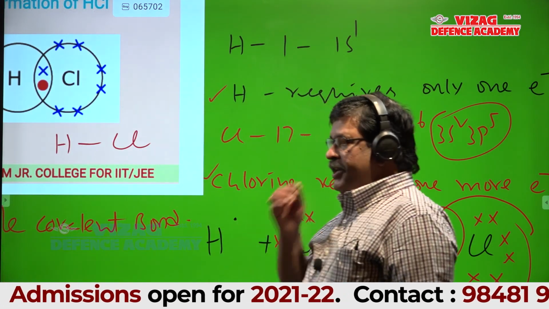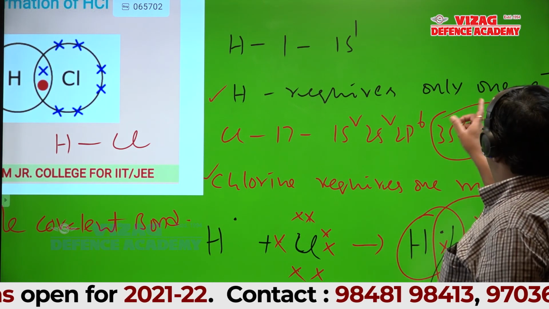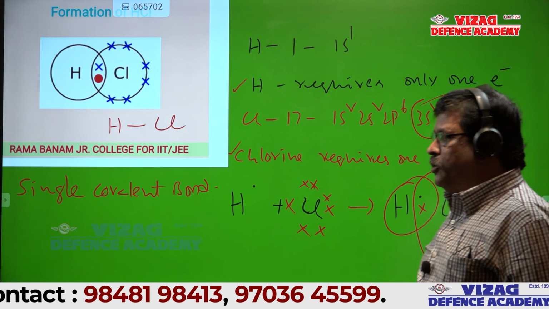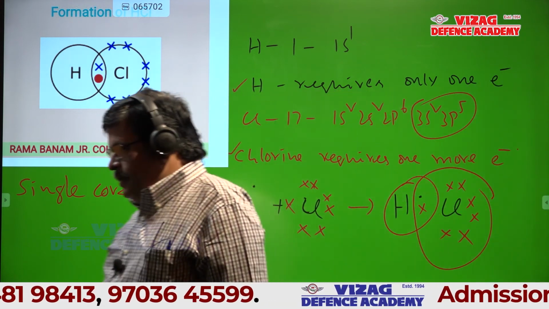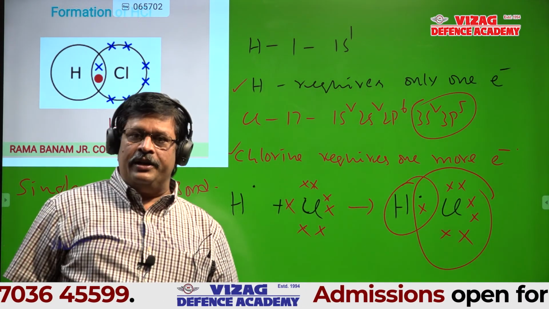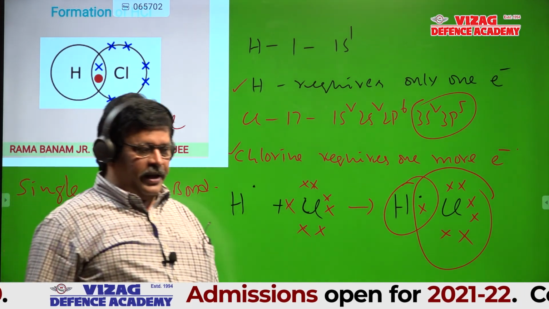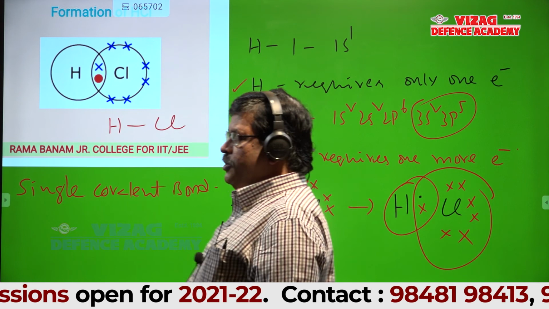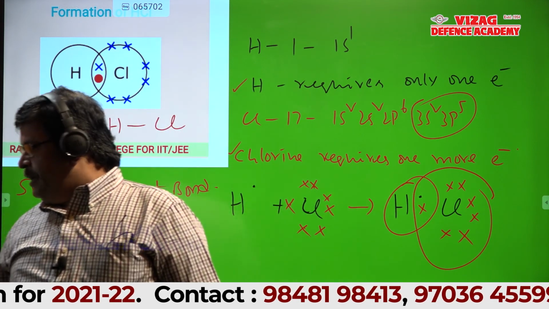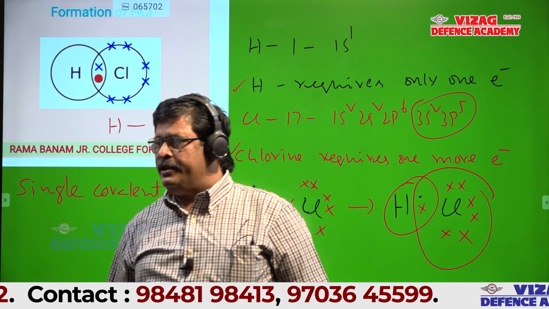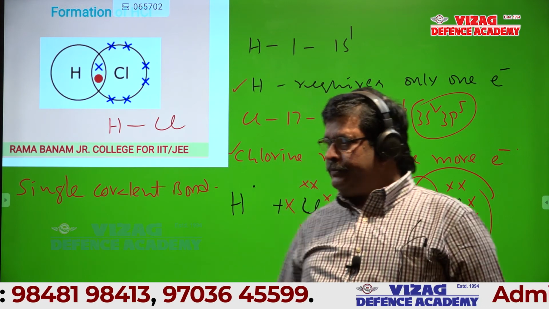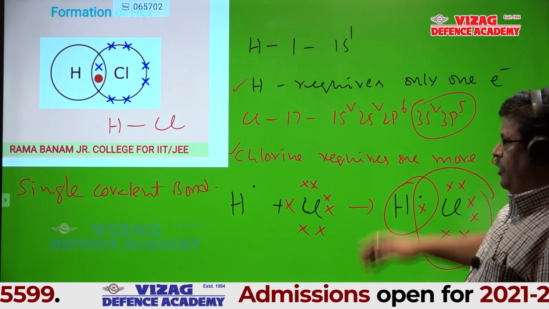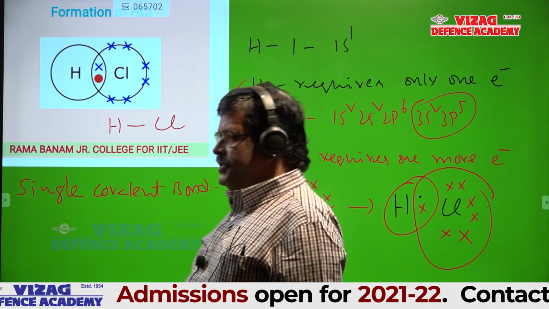Next line, next point. Hydrogen requires only one electron to attain helium configuration, because helium is the nearest inert gas to hydrogen. Is it okay? To attain helium configuration. After that, write chlorine, its atomic number, and the configuration of chlorine, write, students.